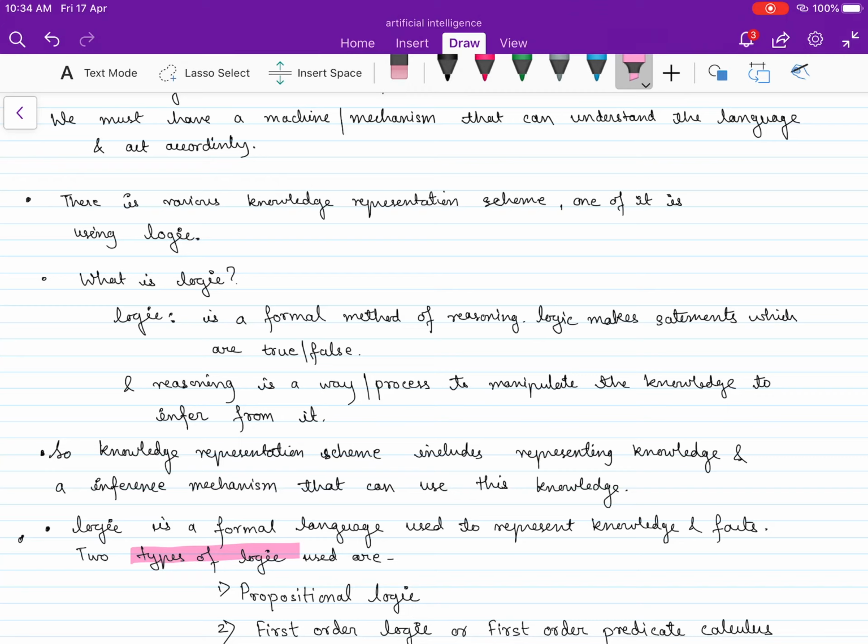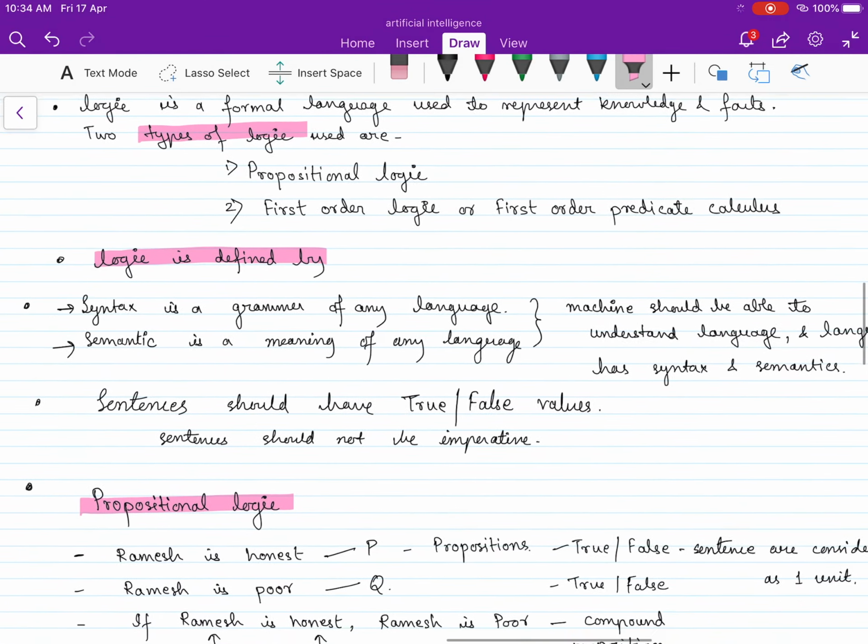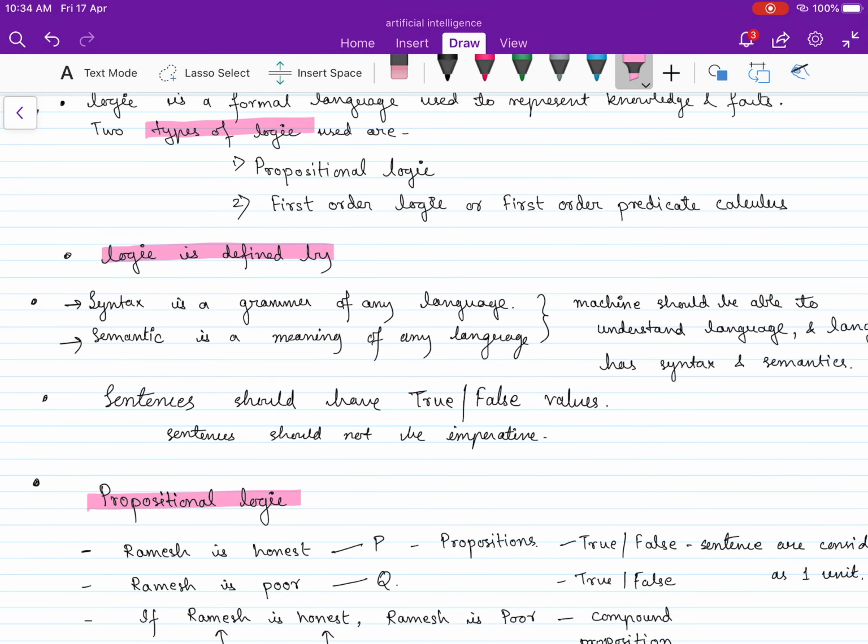Logic is a formal language used to represent knowledge and facts. Two types of logic are used. First is propositional logic, and second is first order logic, or first order predicate calculus. Logic is defined by syntax and semantics. As you know, syntax is the grammar of any language and semantics is the meaning of any language.